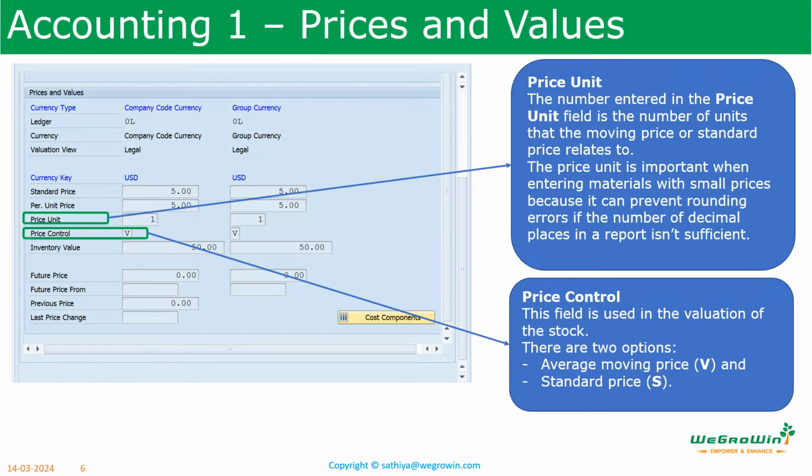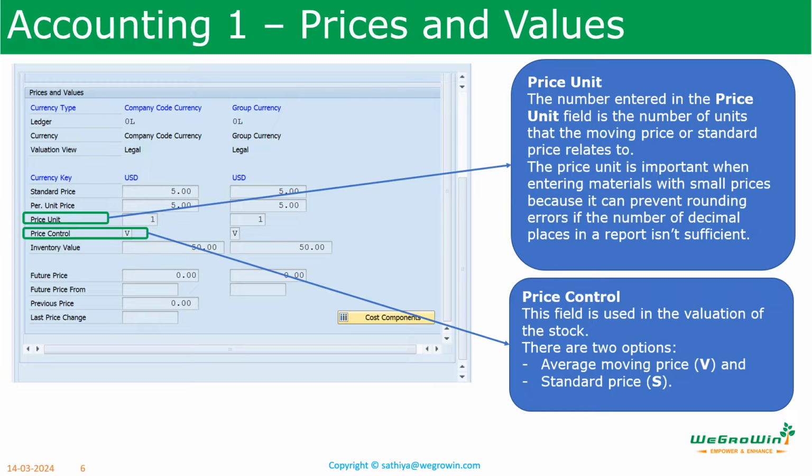So next is the price unit. Here we use this field. For example, here we are saying standard price as 450 and the price unit is 1. This means one piece of unit is 450 USD. Now this is for bigger items, where we can use it like this.